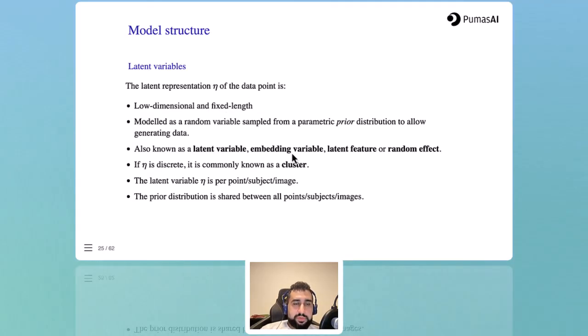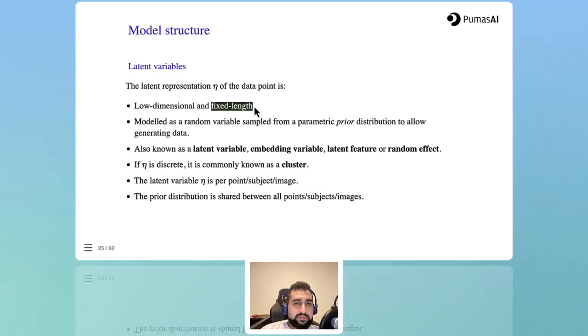Okay, so let's maybe discuss more about the latent variables. So what is a latent variable? What should it be? What kind of constraints are usually put on it? The idea of this latent representation or latent variable is that it should be low dimensional. It doesn't have to be, but it usually is.